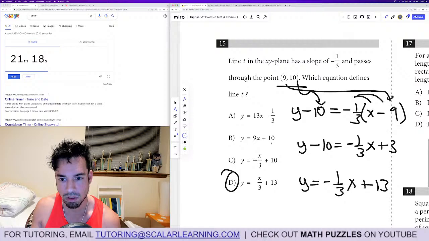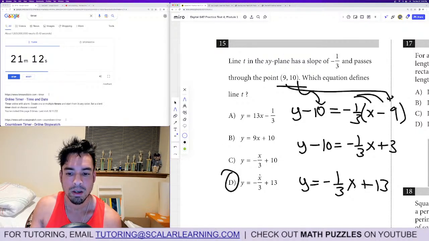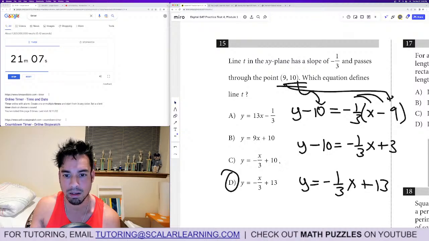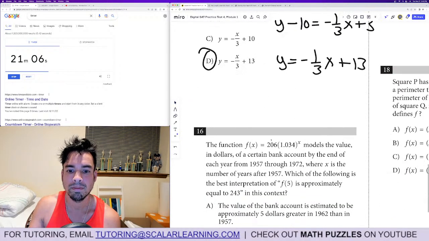Just make sure I didn't make any mistakes. And if I plug in 9 here, I get 9 over negative 3 plus 13. Yep. Negative 3 plus 13 is 10, which is 9, 10. Double verified, done.